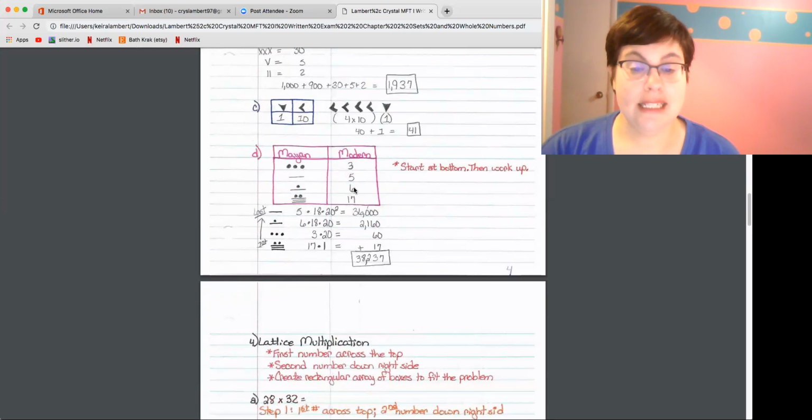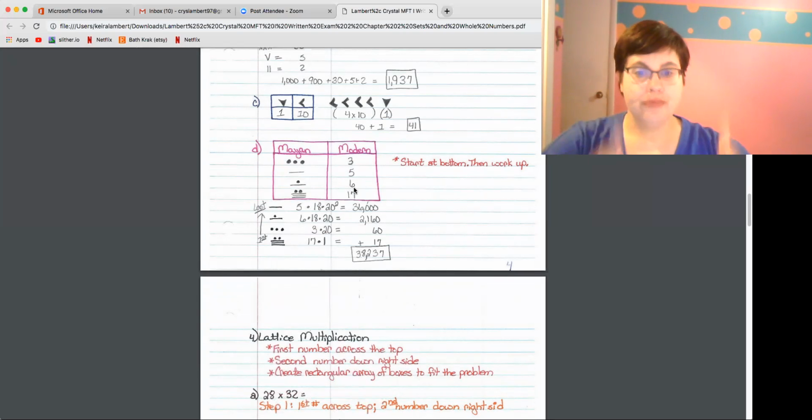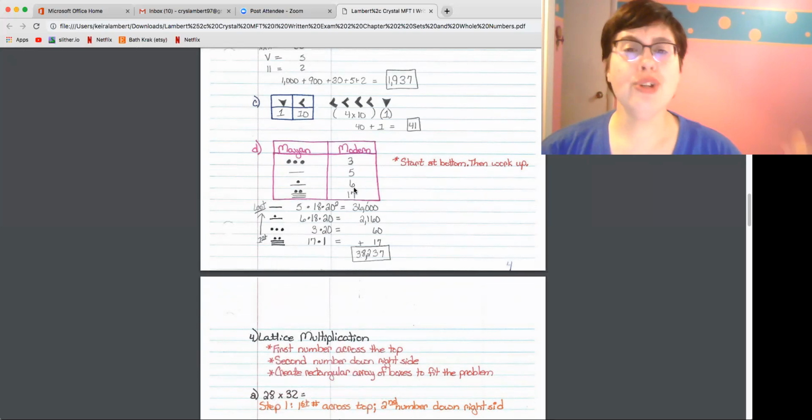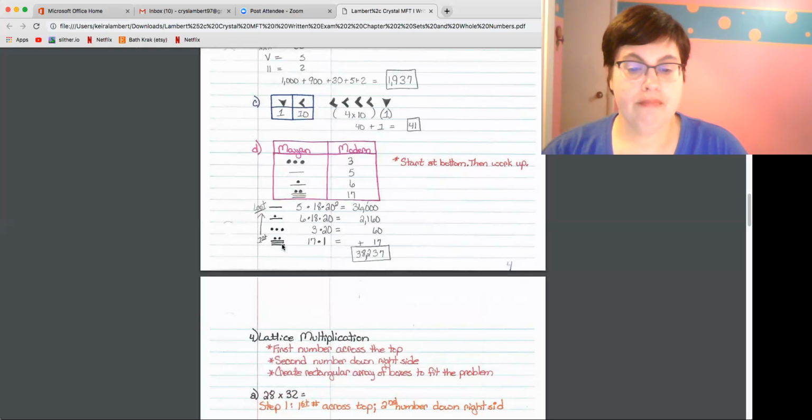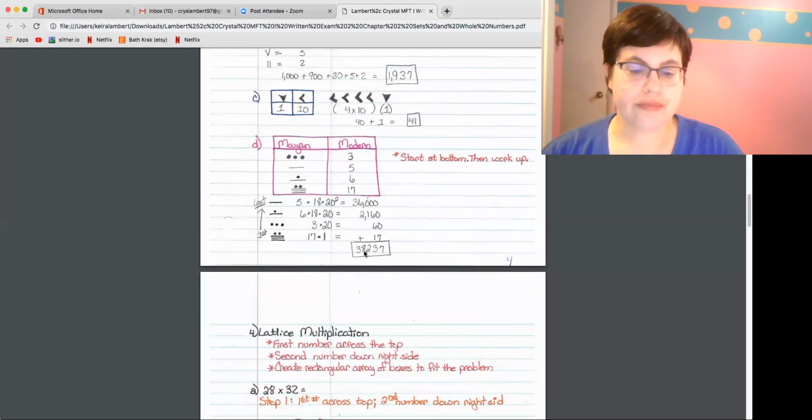In D, the key here is we start at the bottom. Theirs is vertical, which is up and down. So you're going to start at the bottom first and work your way up. So when we look at that, this first symbol is equal to 17. 17 times 1 is 17, and you work yourself up. And then after you work it up, you are going to add it all together to get your final answer.